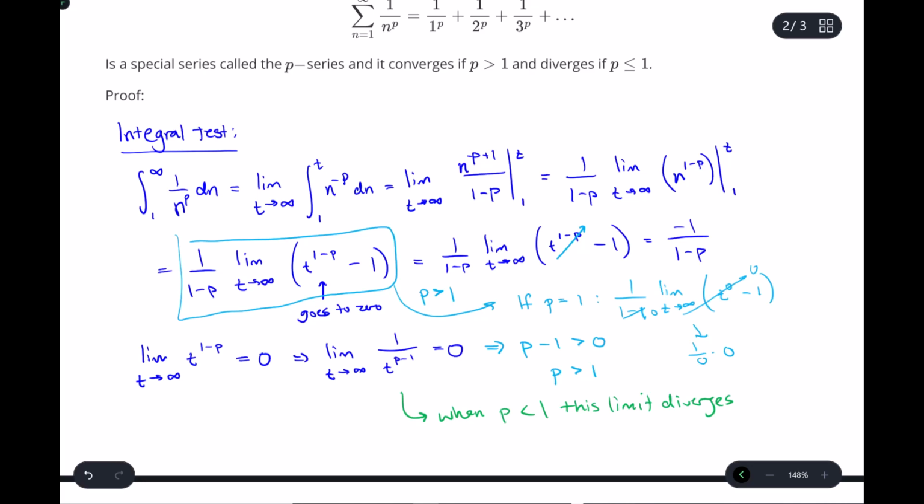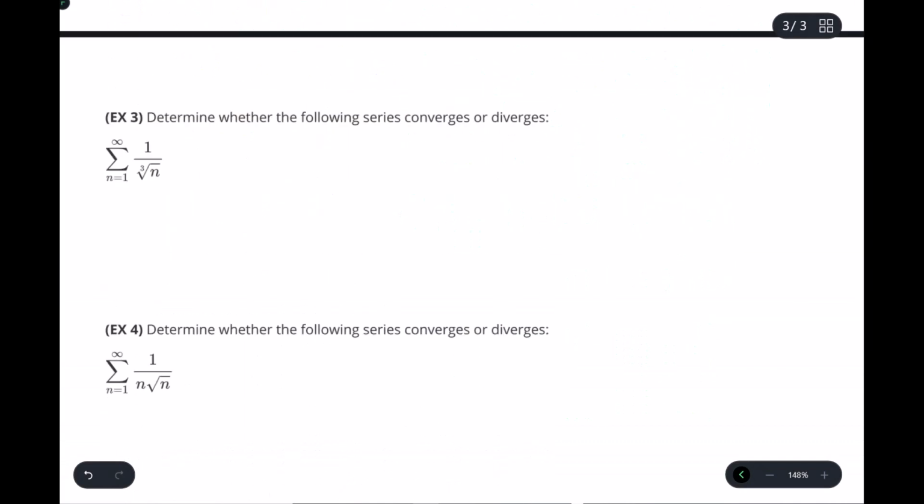So it's going to not exist there. So we can also say that if p is equal to 1, the limit's going to diverge as well. So that should give you an idea then what happens with the p series. Now, the application of this is pretty straightforward.